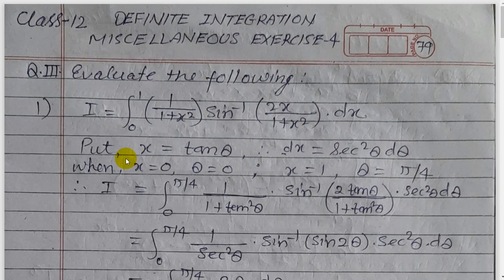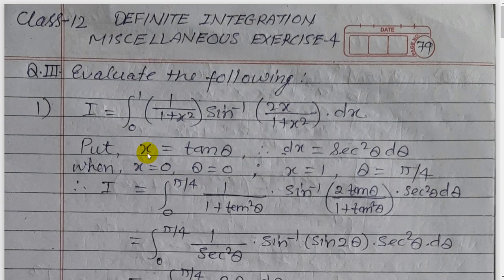Now our first priority is to change the limits. When x equal to 0, we write 0 equal to tan theta. So tan theta is tan 0, because tan 0 is 0. Therefore, theta equal to 0. So when x equal to 0, theta equal to 0.